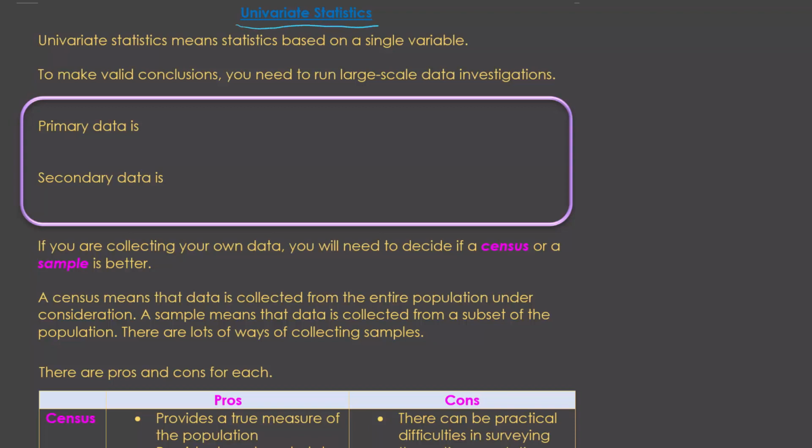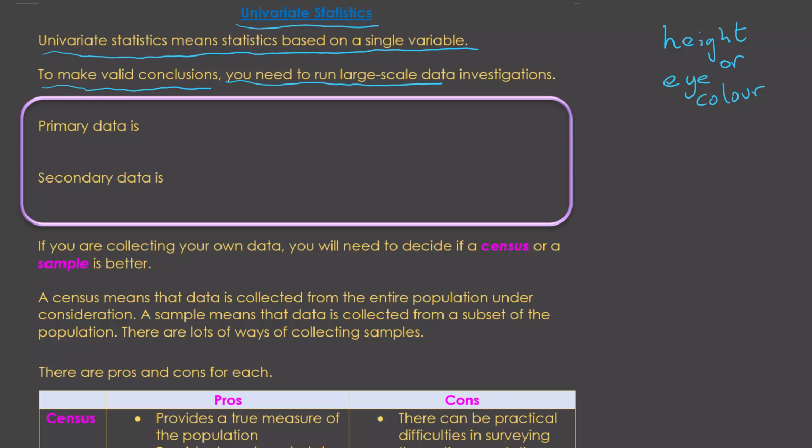Univariate statistics means statistics based on a single variable. For example, you might take people's heights or their eye colour, but it's definitely an or. You're only measuring one thing. To make valid conclusions, you need to run large-scale data investigations, which means you need to collect data.